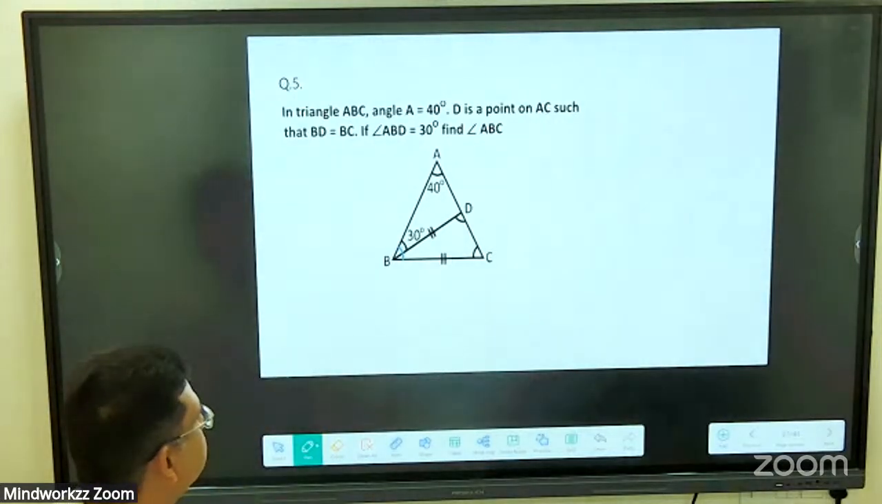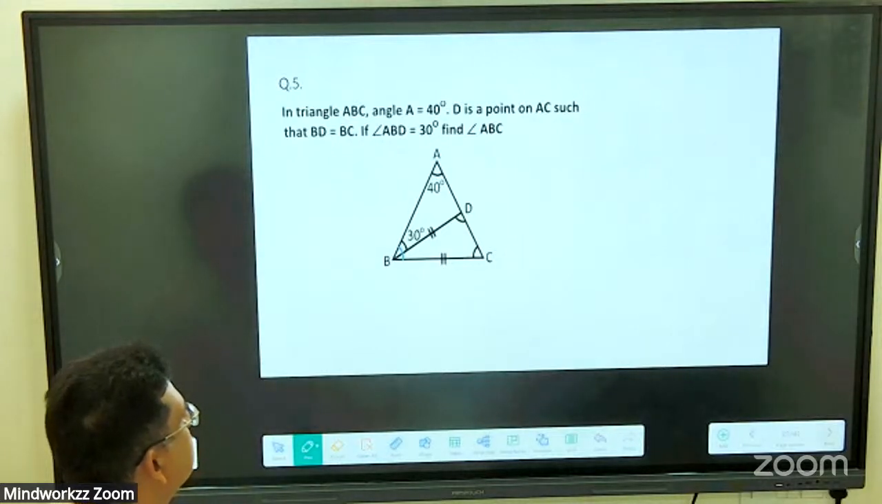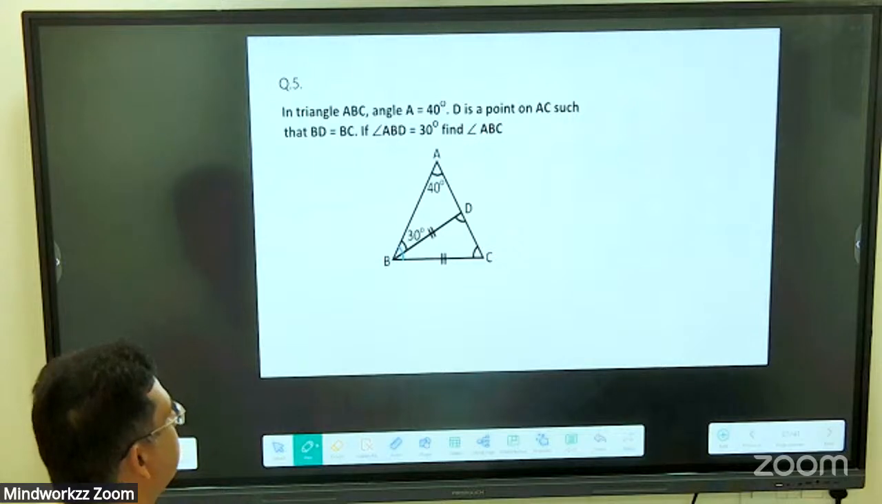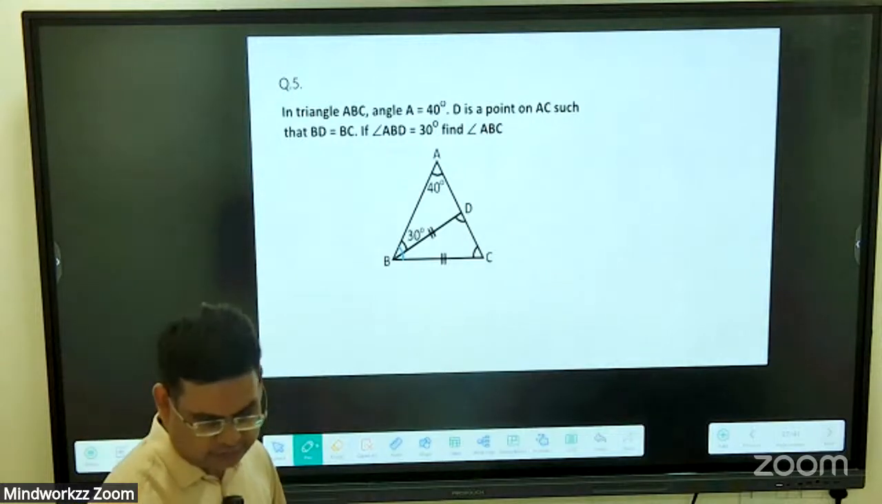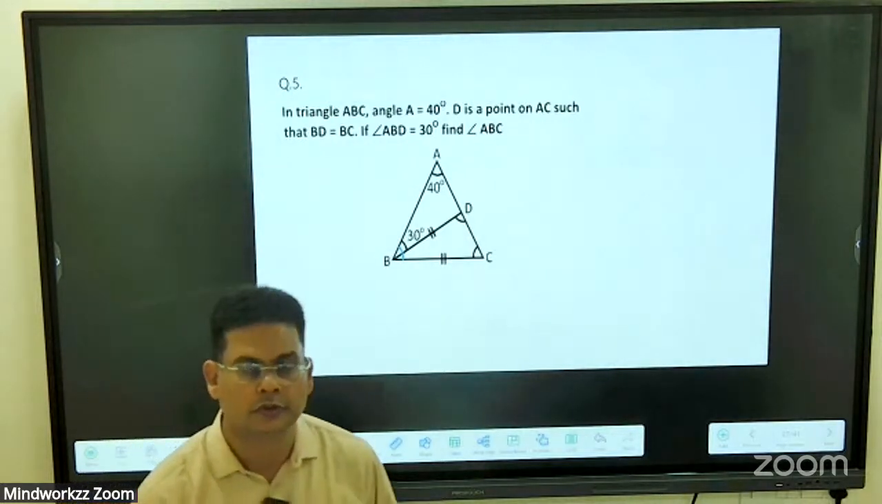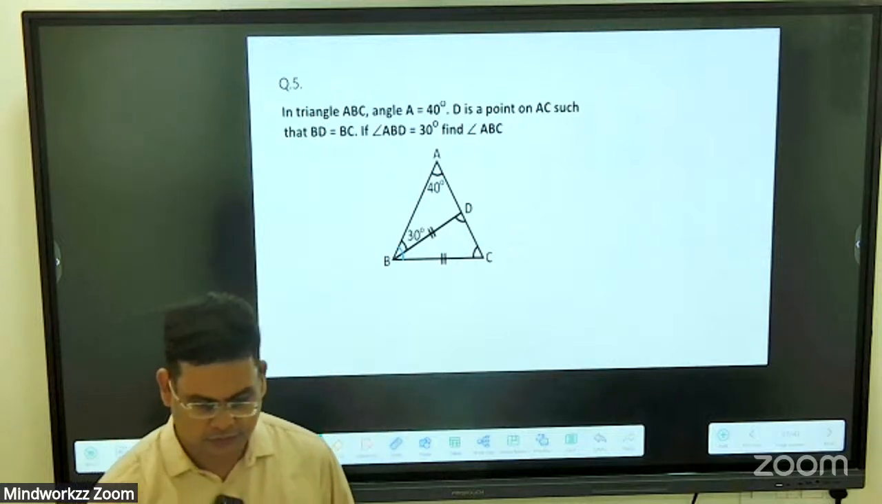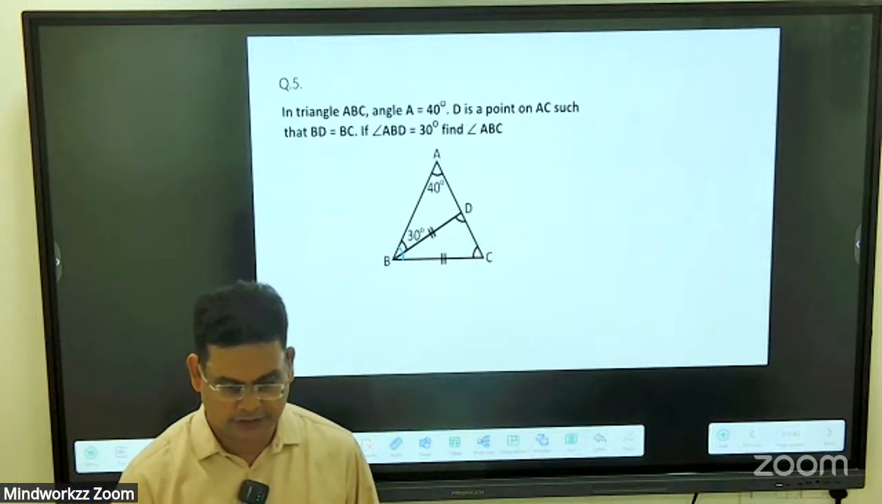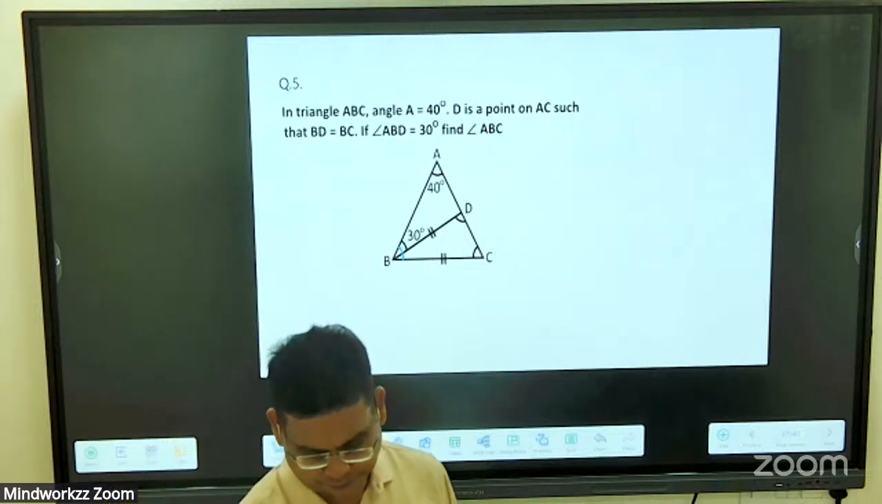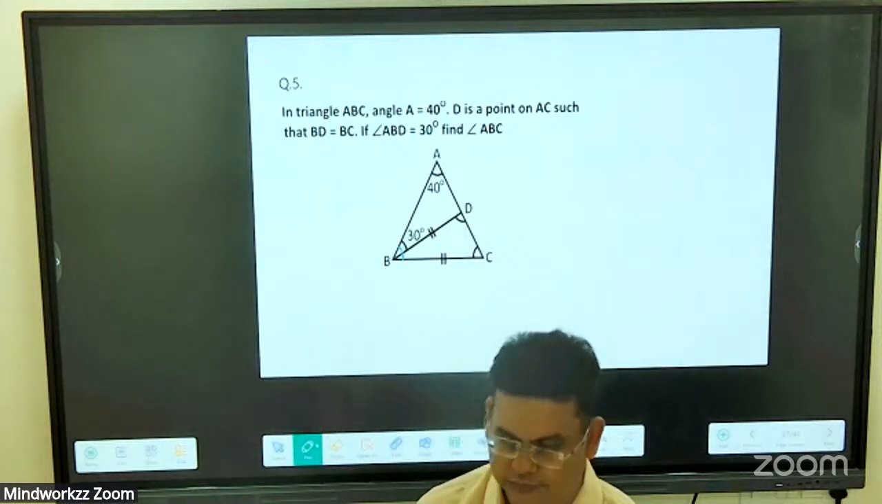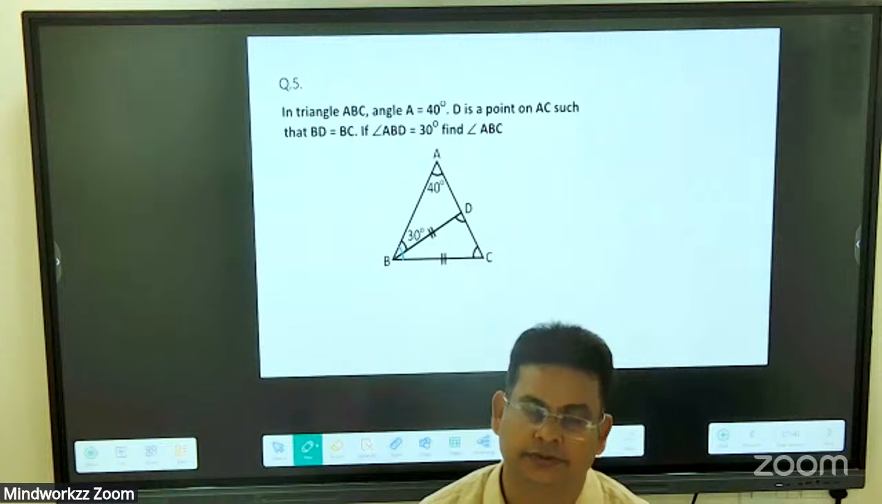Angle ABC means this angle you need to find, total angle. Angle A is 40 degrees. D is a point on AC such that BD is equal to BC. Angle ABD is 30 degrees. Find angle ABC. Angle A is 40, already given. Anyone who got the answer? Please type your answer if you have found it.